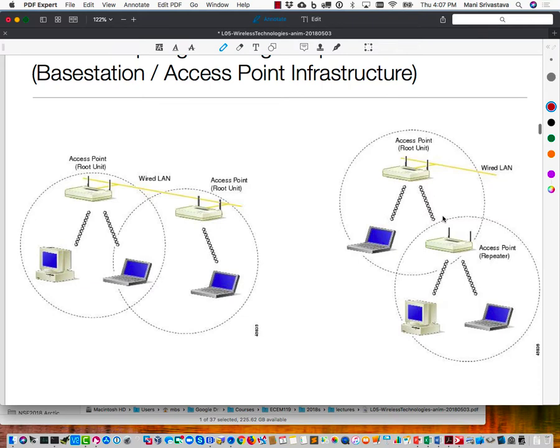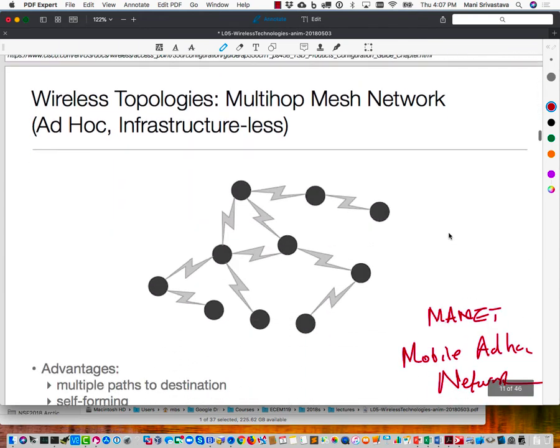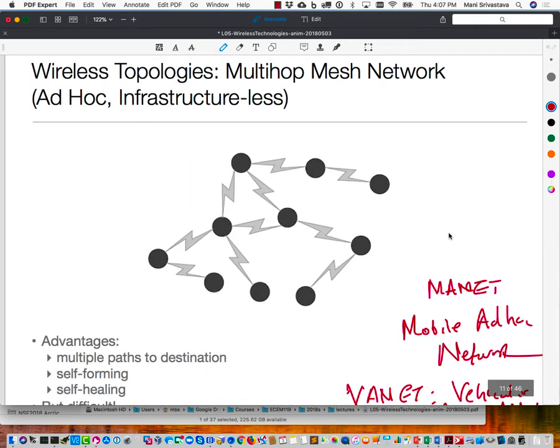Nowadays, it's fairly common to find products which are capable of doing it. The other extreme end of topology is one where there is no infrastructure and devices just form a mesh network. To send information from one device to another, any other device can act as a forwarder. So it's playing the role of an access point. Each device here is both an access point or a router, as well as a source or sink of information.